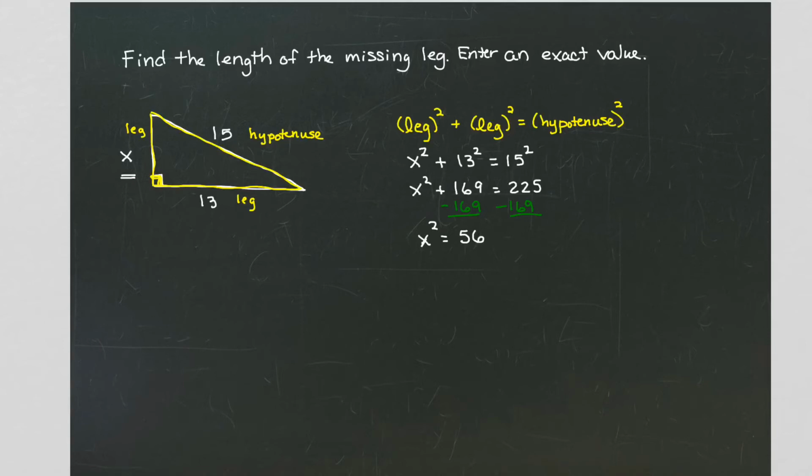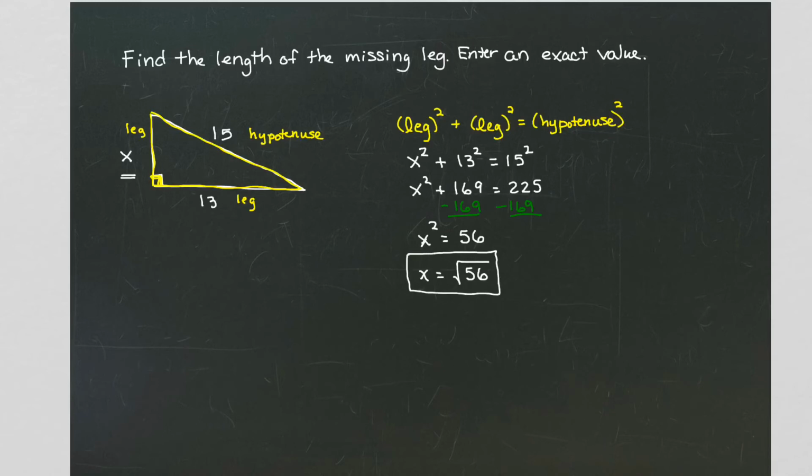And how do we do that? Well, we take a square root. X squared equals 56 is the same thing as stating that x equals the square root of 56. We're only going to consider this positive value because we're talking about the length of a missing leg on a right triangle, so I only have to worry about the positive square root of 56. That is an exact value, and we could stop there.